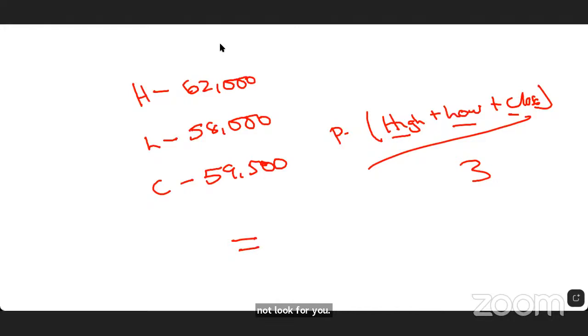But basically, when we add 62,000, plus 58,000, and plus 59,500, what we get is the total. Then we must make sure that we divide that total by 3. What we get will be our pivot point. Now, friends, the pivot point is key for our successful results.